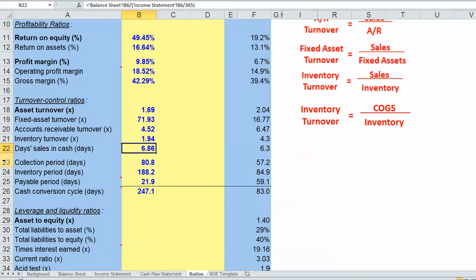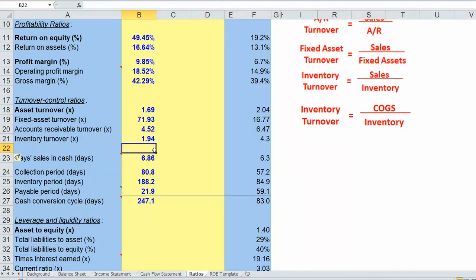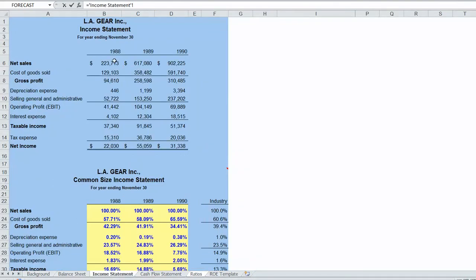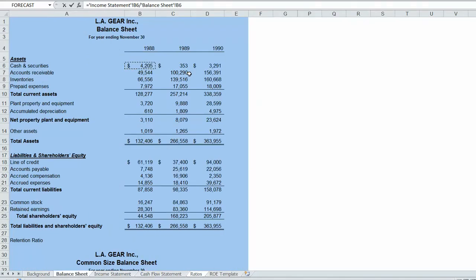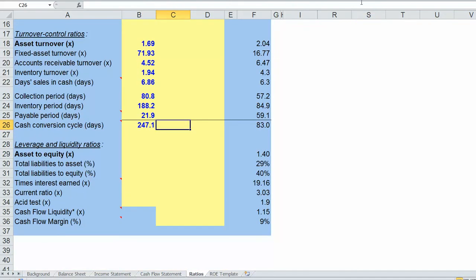I promised another look at the days sales in cash in terms of a cash turnover. Let's do that real quick. I'm going to insert a line here, and we're going to calculate our cash turnover. And again, turnovers are simply sales divided by assets. So equals income statement, sales divided by assets. Our balance sheet, what do we have for cash? 4,000. So our cash turnover would be 53 times a year. 365 divided by the 53, 6.86 days in cash. All right, moving on.